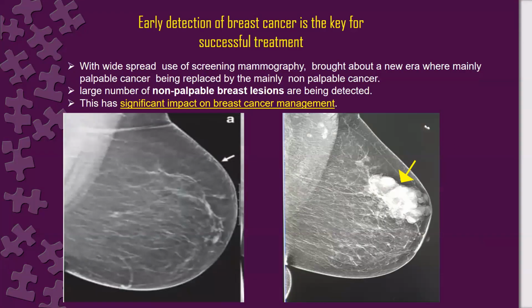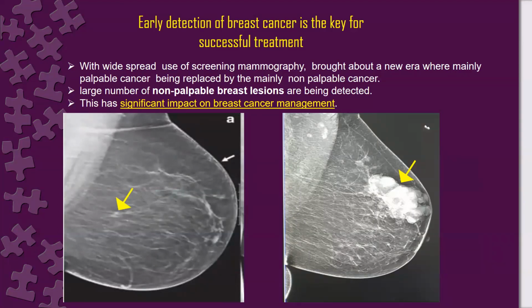Can you show me the non-palpable cancer in image A? Any volunteer? Is it clear, the small non-palpable cancer in image A? Okay, so this is a tiny non-palpable cancer in image A.